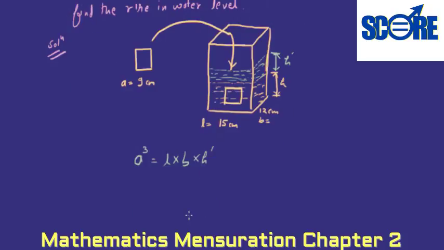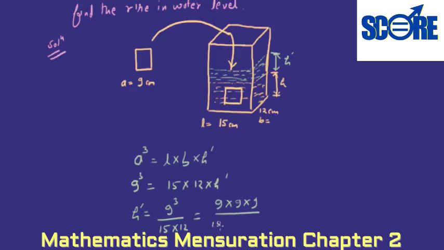So now we put the values. The volume of cube, that is 9 cube, should be equal to 15 into 12 into h dash. So h dash is equal to 9 cube divided by 15 into 12. So 9 cube is equal to 9 into 9 into 9, over 15 into 12. Now we cancel with 3 five times. Again we cancel with 3 four times. So 9 into 9, that is 81, divided by 20.